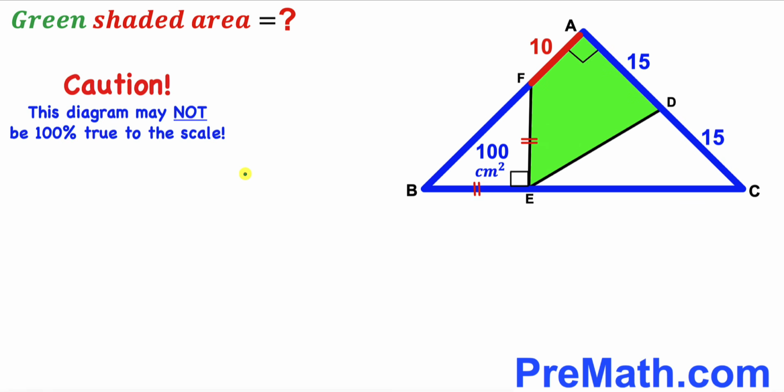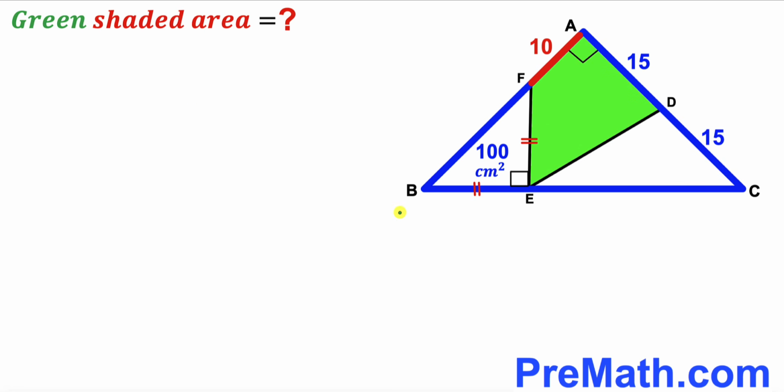Please keep in mind that this figure may not be 100% true to the scale. Let's go ahead and get started. Here's our very first step. Let's focus on this right triangle BEF. We know this is an isosceles triangle since this side length is equal to this side length.